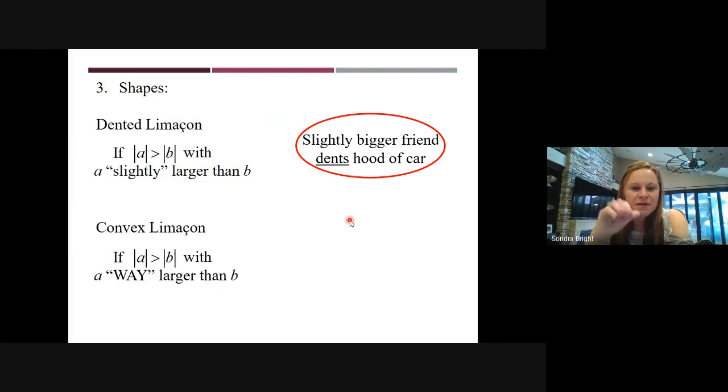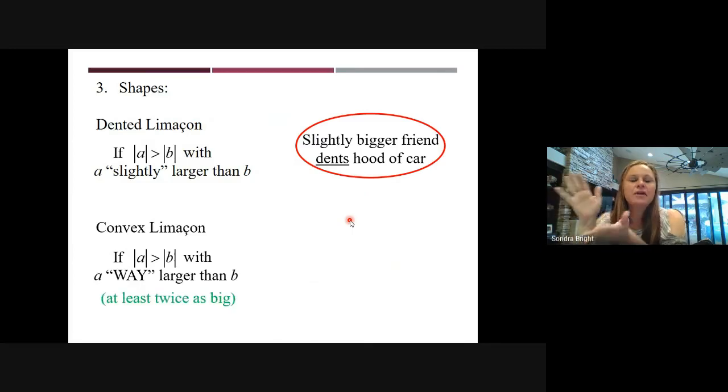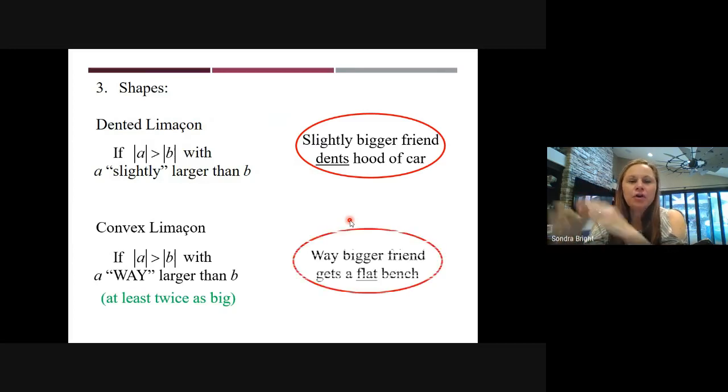The convex limacon is when A is also bigger than B, but way larger, meaning twice as big or more. And for that, if you've got an extremely obese person who says, hey, can I sit on the hood of your car? You're going to go, heck no, I'm not letting you sit on the hood of my car because I know you're going to dent it. Instead, you go, here, I got a nice flat bench for you to sit on.